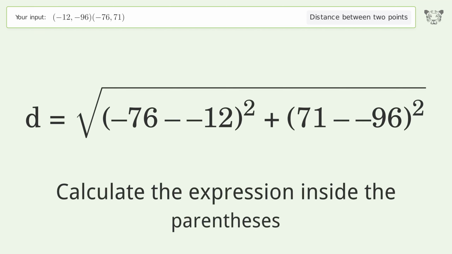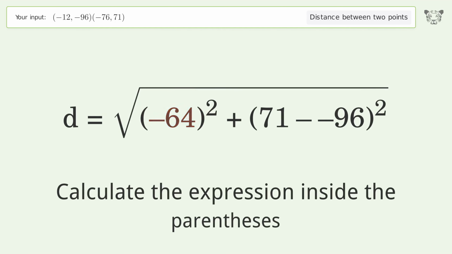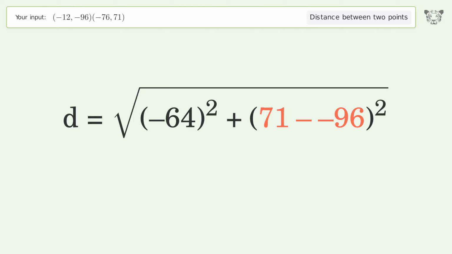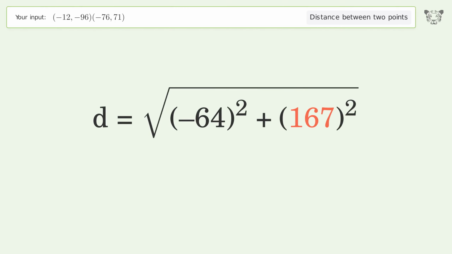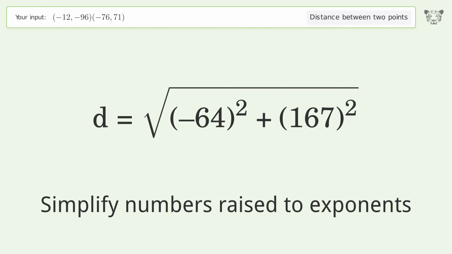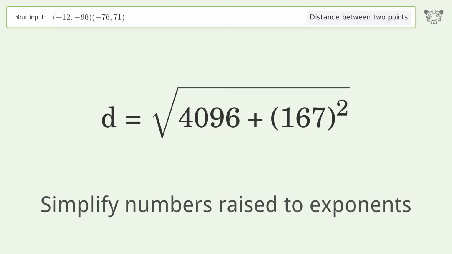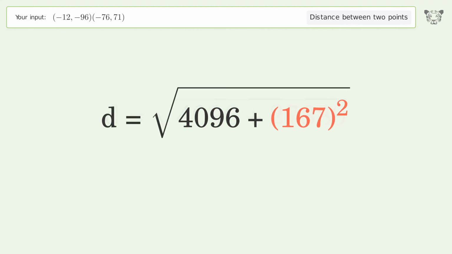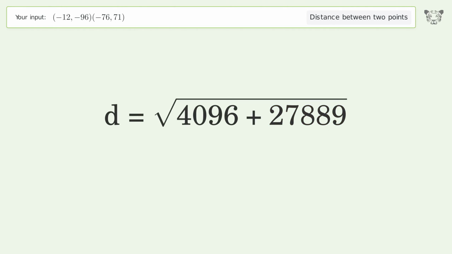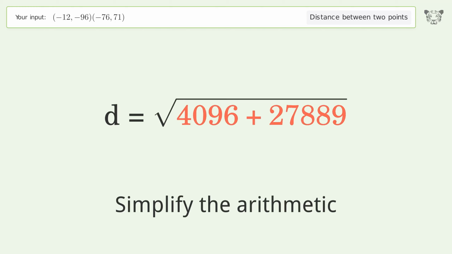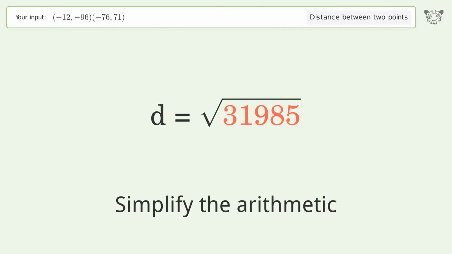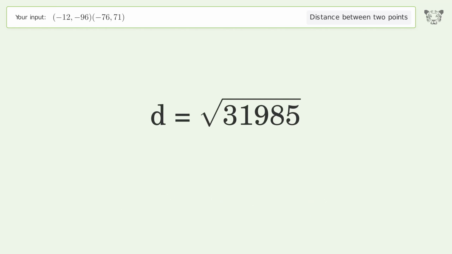Calculate the expression inside the parentheses. Simplify numbers raised to exponents. Simplify the arithmetic. And so the distance between the 2 points is the square root of 31,985 or 178.844.